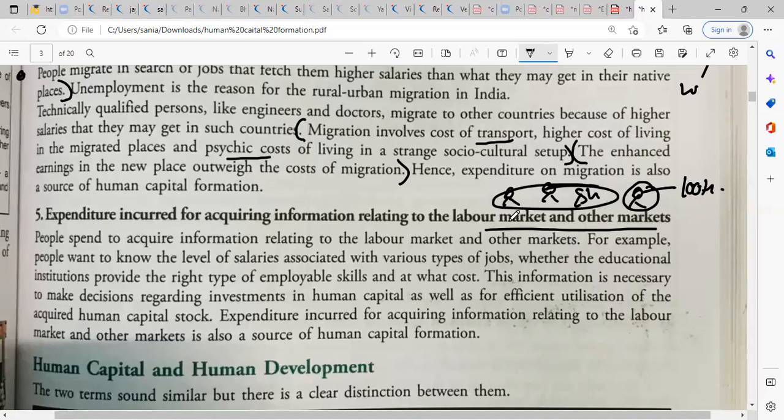So you should be aware of your skills. If you are a doctor, what is the salary package you will be getting? Accordingly, you will apply to that country or that company where you will be getting according to your skills and your capabilities, right? So people, first of all, you need to find the information, right? What is the rate of that? People spend to acquire information relating to the labor market and the other markets. For example, people want to know the level of salaries associated with various types of jobs.